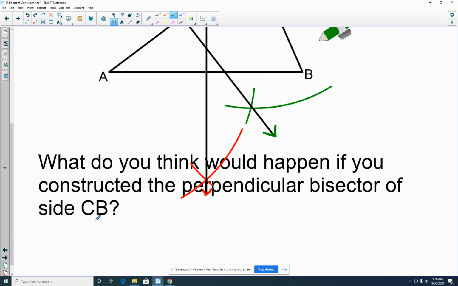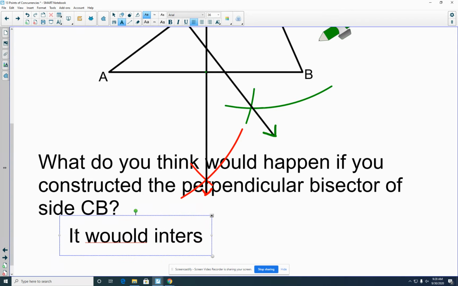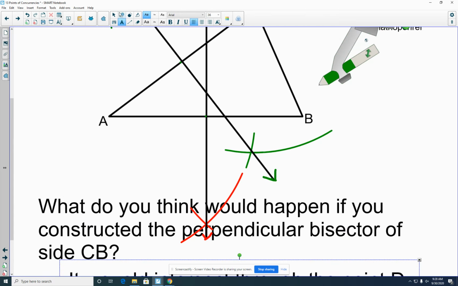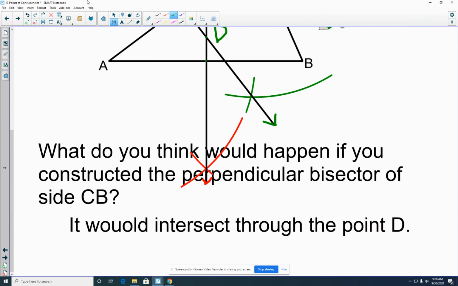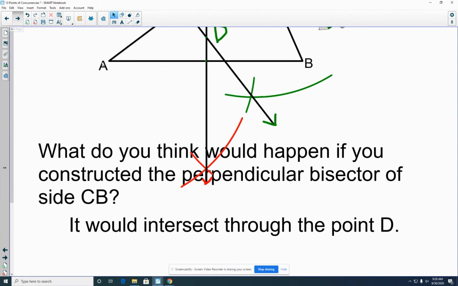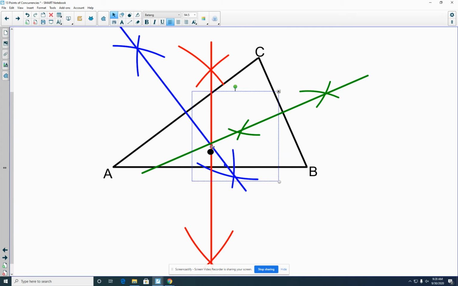And what we know is actually going to happen is if we did the perpendicular bisector of side CB, it would intersect through this point right here, and we'll call it point D. So if I did the perpendicular bisector, it's going to go through point D. So let's actually show you what that's going to look like. And it would look like something like this. So it would intersect, here's the arc marks, through the same point right here.